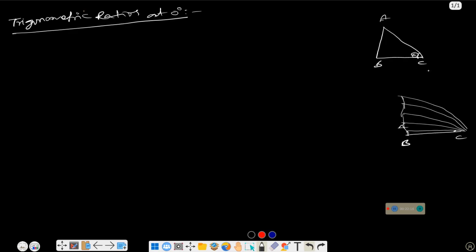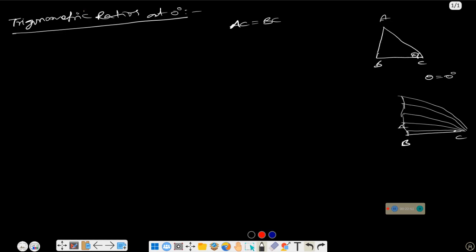continuously, that means theta value decreases continuously, at last it reaches 0 degrees. This theta value 0 degrees means this AC line segment coincides with what? BC. This AC line segment coincides with BC. Understood? Because the total AC comes to the downside as the theta value decreases. So this AC gradually coincides with BC. That means at that time AC value is also equal to BC. And what about this AB?